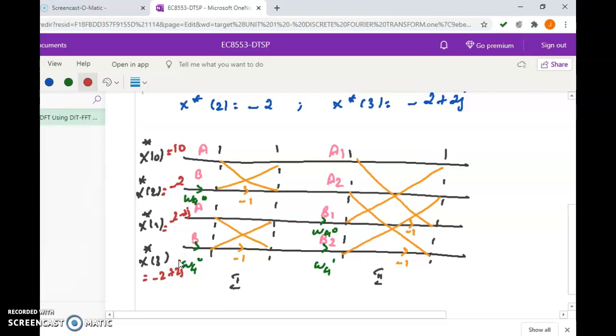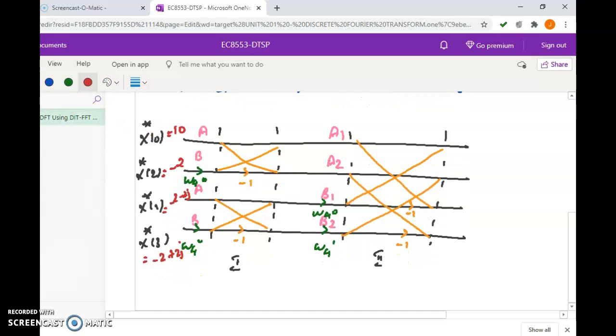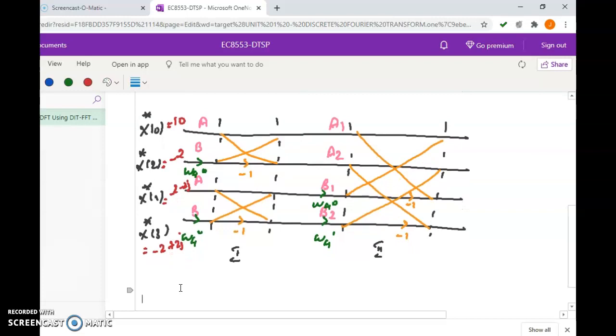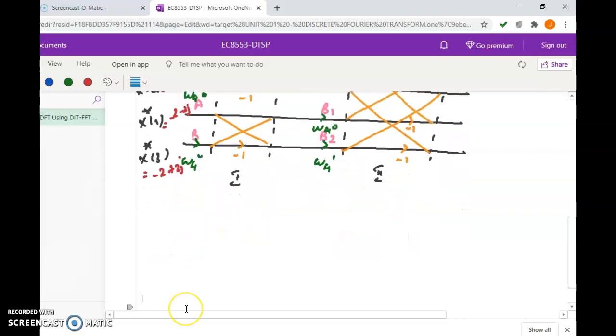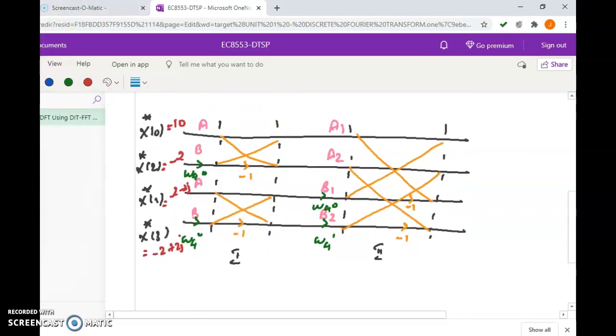These are the butterfly diagram. First you have to draw the skeleton, and after that you can easily find the expressions. So first you have to calculate the first stage computation.